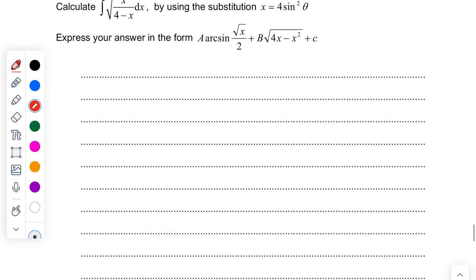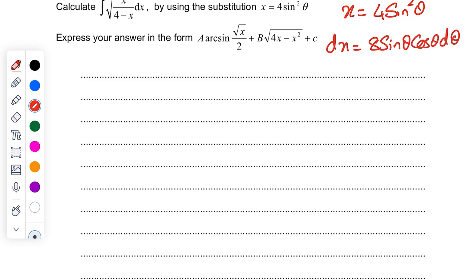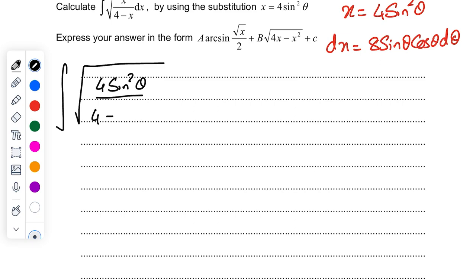Question number 33. x equals 4 sine square theta. So the substitution is x equals 4 sine square theta. So dx equals 8 sine theta, and the derivative of sine theta is cosine theta d theta. So now the question becomes the square root of x, where x is 4 sine square theta, divided by 4 minus x, which is 4 sine square theta, times dx. Dx is nothing but 8 sine theta cosine theta d theta.